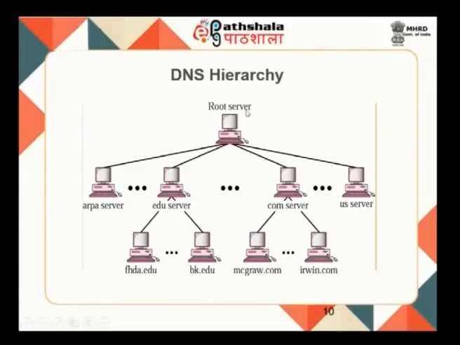Okay. So if you look at the hierarchy, the hierarchy goes like this. We have what is called a root server at the top, and below the root server we have different domains which are called the top level domains. For instance .edu, .arpa, .com, .us, .au, .in, .uk, all these will form the top level domain servers. And within these top level domain servers, you could have other lower authoritative domain servers, which are domains called, for instance, fhda.edu, anna.edu, bk.edu, mcgraw.com, irwin.com.